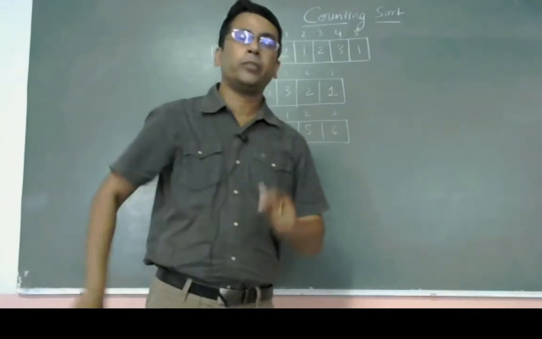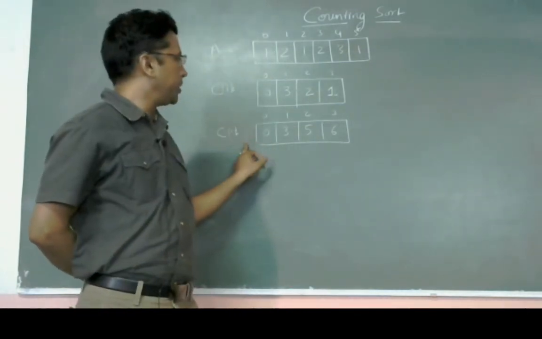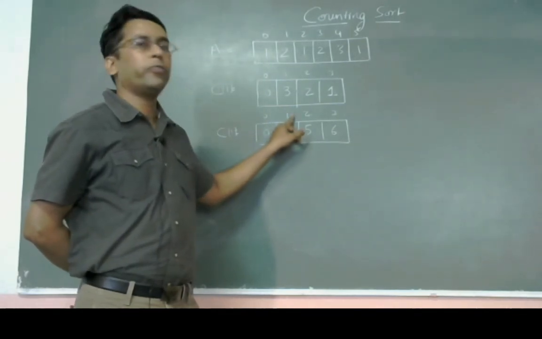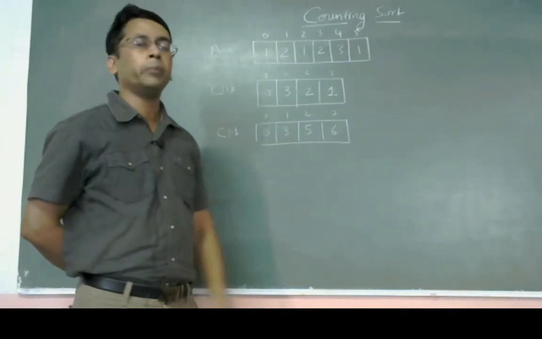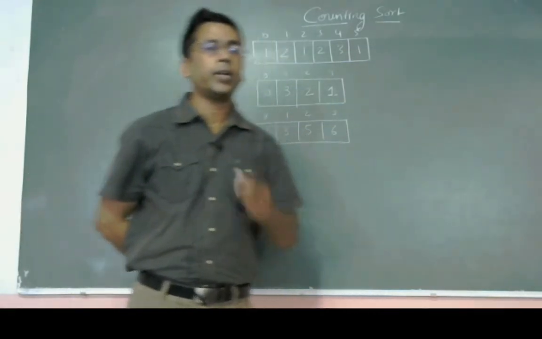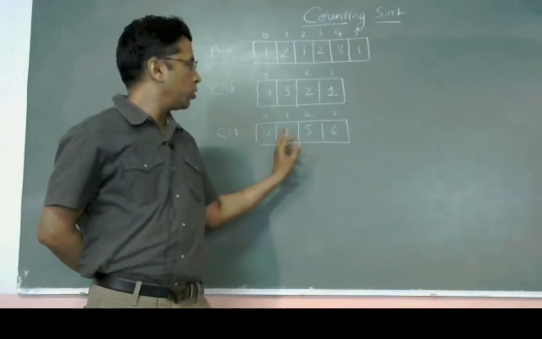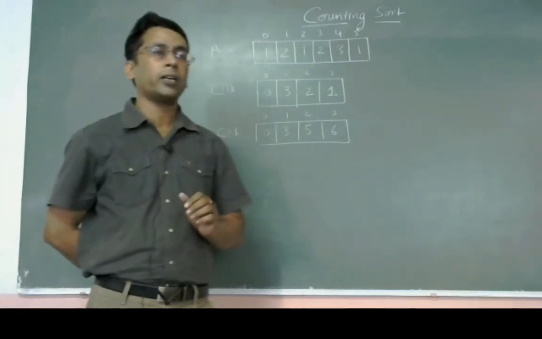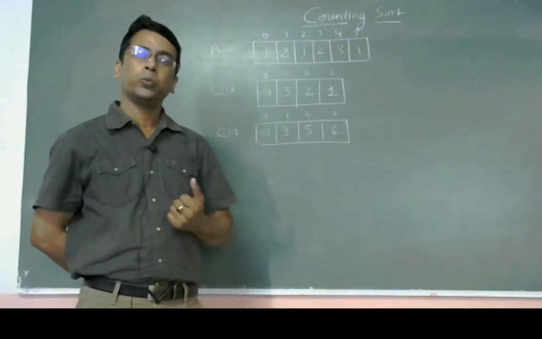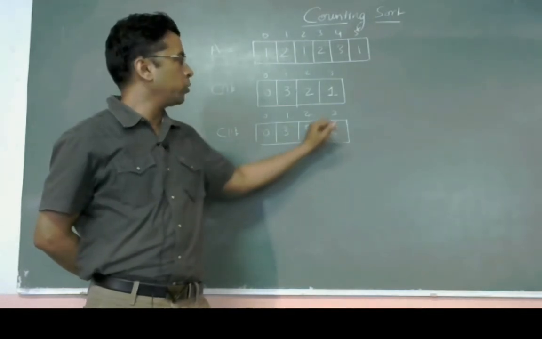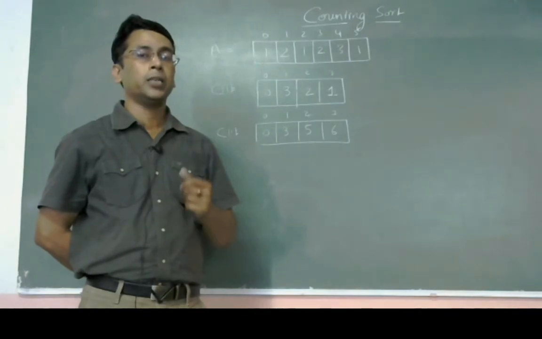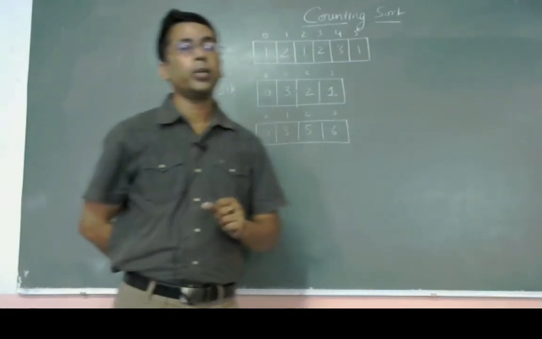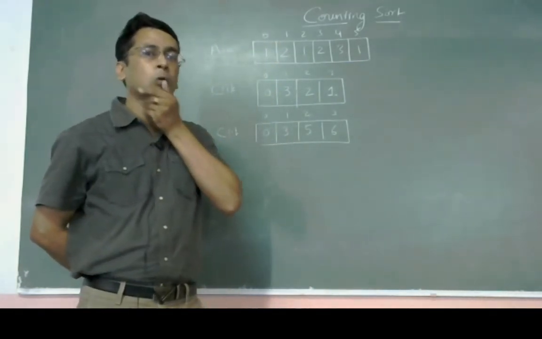So what does cumulative frequency represent? This represents that there are 0 elements which are less than 0. Cumulative frequency 1 is equal to 3. It means there are 3 numbers which are either less than 1 or equal to 1. Cumulative frequency 2 is equal to 5. It means there are 5 numbers which are either equal to 1, equal to 2, or less than 2. And cumulative frequency 3 is equal to 6, which means there are 6 elements which are less than or equal to 3. Okay, so this is a very easy step.